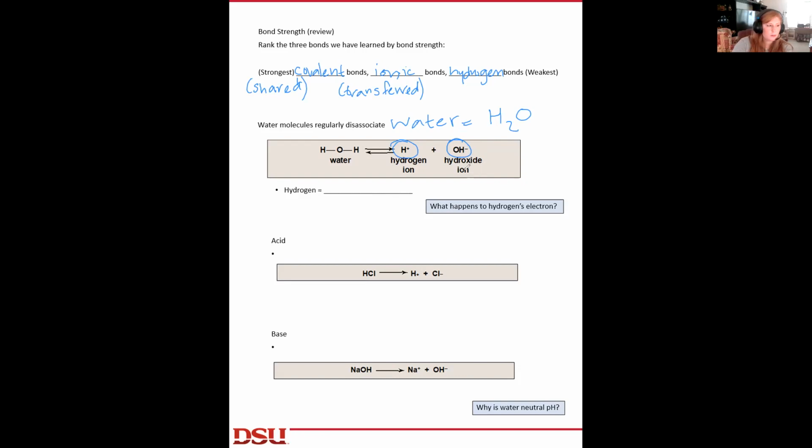Okay, so hydrogen has, again, hydrogen's weird. It has one proton and one electron and no neutrons.